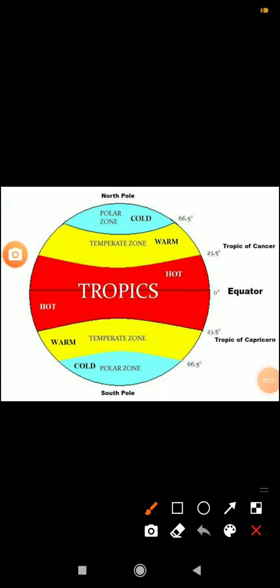Hello students, we studied in the last video about different latitudes. For example, equator, Tropic of Cancer in the north, Tropic of Capricorn in the south, Arctic Circle in the north and Antarctic Circle in the south. Apart from being divided into these latitudes, the earth is also divided into different types of heat zones.